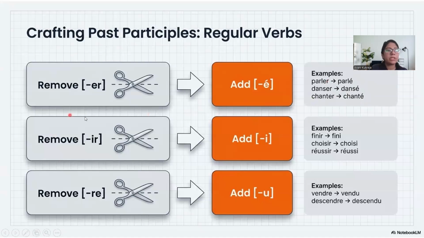Now coming to ir ending verbs. For ir ending verbs, all we need to do is remove the r. So finir, past participle is fini. Choisir, past participle is choisi. Réussir, past participle is réussi. For re ending verbs, we remove re and replace it with u. For example, vendre, past participle is vendu. Descendre, past participle is descendu. So these are the three regular verb concepts that you have to remember.